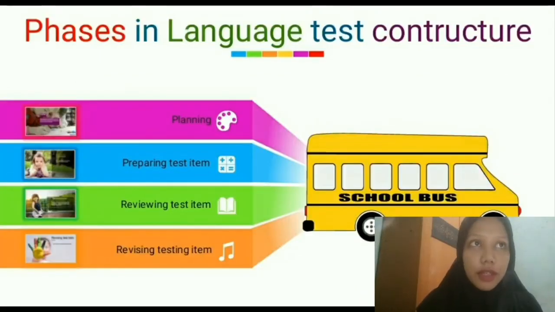And last is the phases in language test construction. Number 1 is planning. Planning is the first step in constructing a test: to determine the context, the scope of the test, as well as the manner in which test items should be developed. Number 2 is preparing test items. Preparing test items is a very delicate activity that requires a great deal of care and expertise. Number 3, reviewing test items: examine or assess formally with the possibility or intention of instituting change if necessary. And last is revising test items. It means this test item is called a semi-final form.